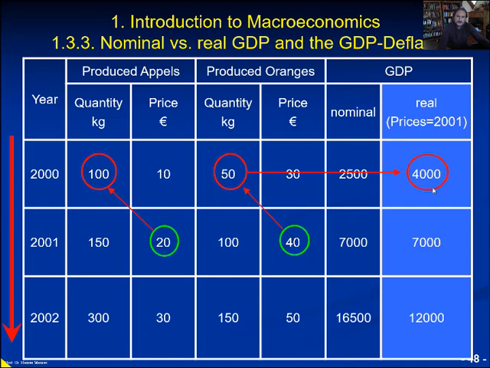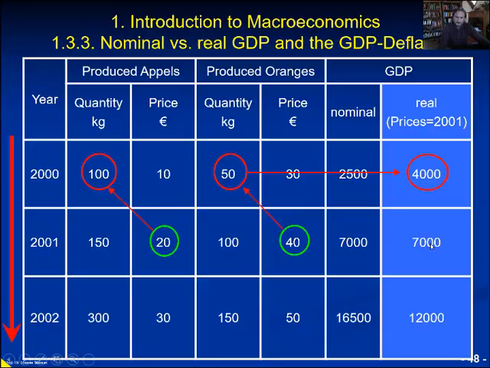And now we apply the same procedure for the year 2001. Of course, since we use the prices of the year 2001 for all years, we have to do the same with the year 2001, and then it is clear that nominal GDP and real GDP in the base year is always identical because we use the same prices for the calculation of both numbers. So we have a nominal GDP value for the year 2001 of 7,000 euro, and we have a real GDP value for the year 2001 of 7,000 euro.